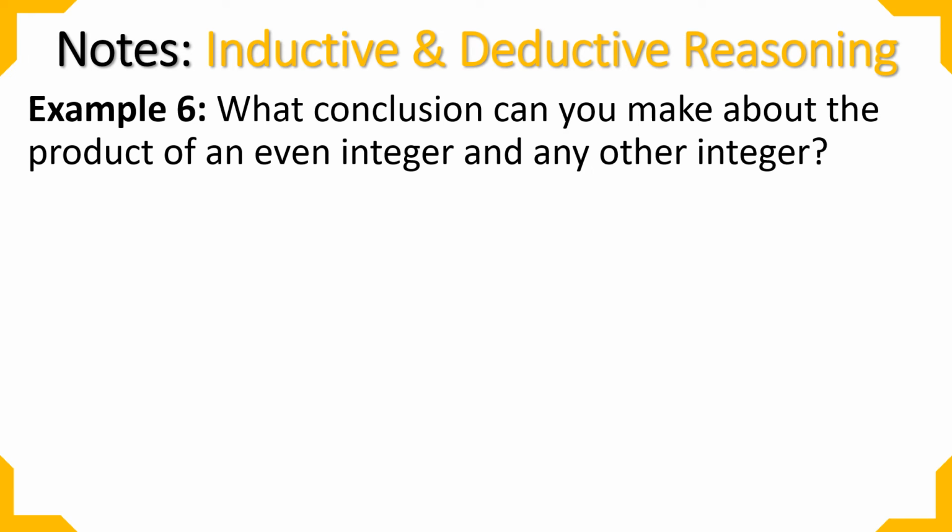Example 6. What conclusion can you make about the product of an even integer and any other integer? For this particular example, we would like to use deductive reasoning. So we could no longer use examples. So we're going to use some definitions. We're going to make some common things that we accept about what it's saying.